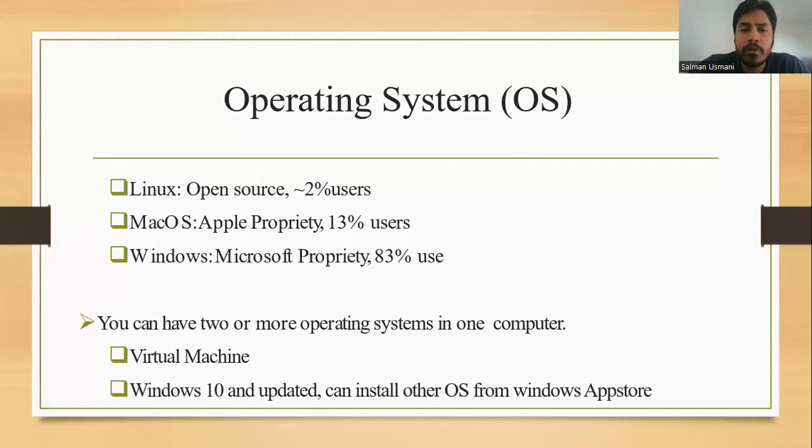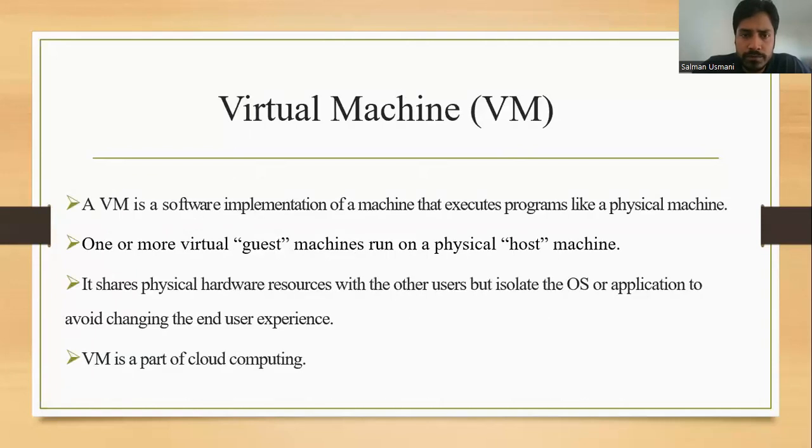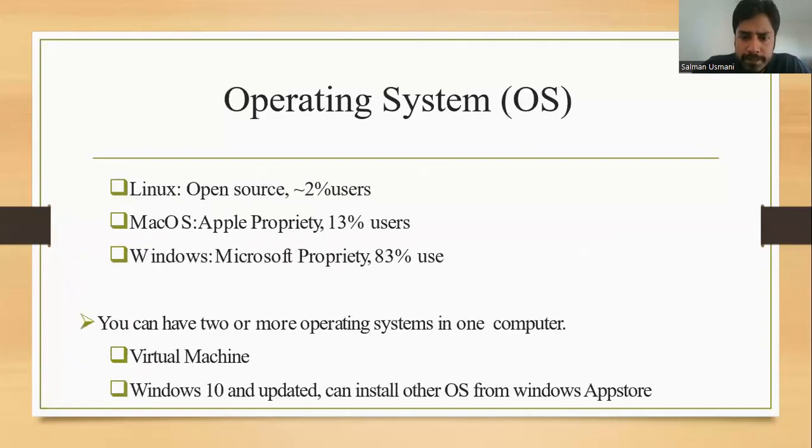And that has been a need of the time. So 3 to 4 years ago, in 2017, Windows updated it and gave options to have two operating systems in one system. So this is about the operating system.